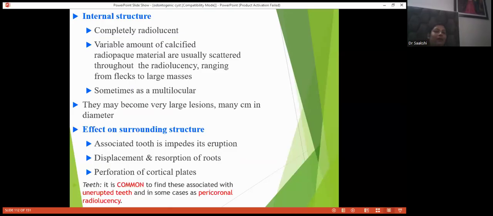Sometimes it may appear as multilocular. Now again, mostly cysts are unilocular except OKC. OKC can be multilocular and unilocular in the same case. They may become very large lesions, many centimeters in diameter. The surrounding structures are affected; an associated tooth has impaired eruption. If it is associated with any tooth, its eruption is not possible. Displacement and resorption of roots may occur. Sometimes perforation of the cortical plate also occurs.